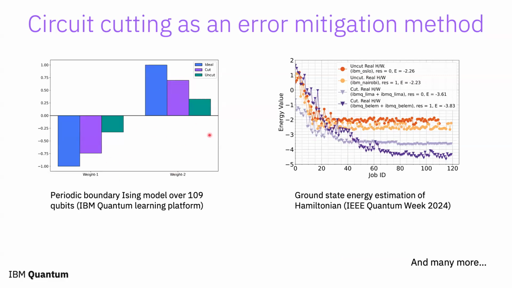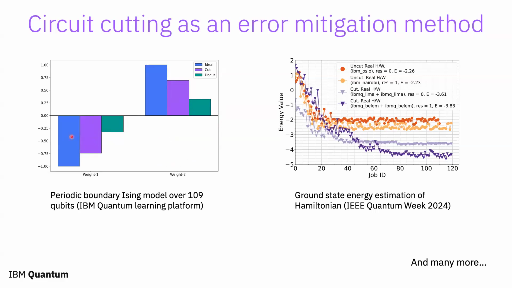This is a periodic Ising model over 109 qubits. This is available in the IBM Quantum Learning platform. Here you see that since it's a periodic boundary, getting the connection between the last qubit and the first qubit leads to too many swap gates, because it requires a long range interaction between the two extreme ends. And therefore, if you just run it by transpiling, it gives a very poor result.